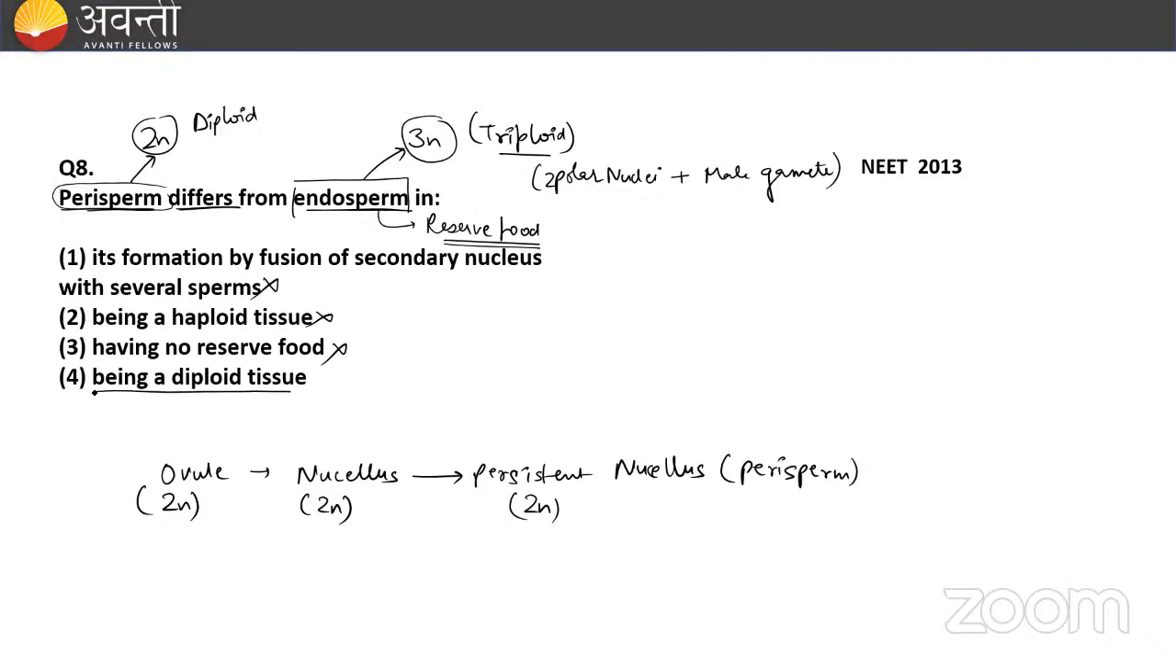Option number 4 says being a diploid tissue. This is the correct option. Perisperm is different from endosperm because of being a diploid tissue. Endosperm is triploid. But perisperm is diploid. So the correct option is option number 4, which is being a diploid tissue.